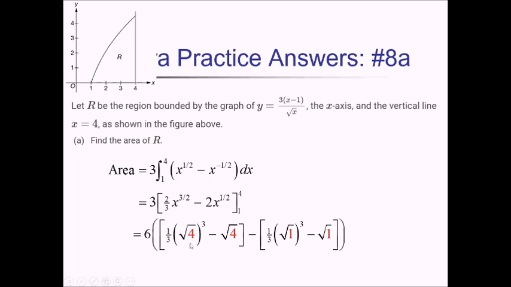Cleaning up the stuff inside here just a little bit. Square root of 4 is going to be 2. Cubing that gives me 8. So I have 8/3. I still have that 6 out there. 8/3 inside. We're subtracting 2. And over here, this is just going to be minus 1/3 plus 1. Cleaning up a little bit more, we have, let's see, 8/3 minus 1/3 is 7/3. We also have a negative 2 and a 1. That adds up to negative 1. So 7/3 minus 1, that's really 7/3 minus 3/3, which is going to be 4/3.